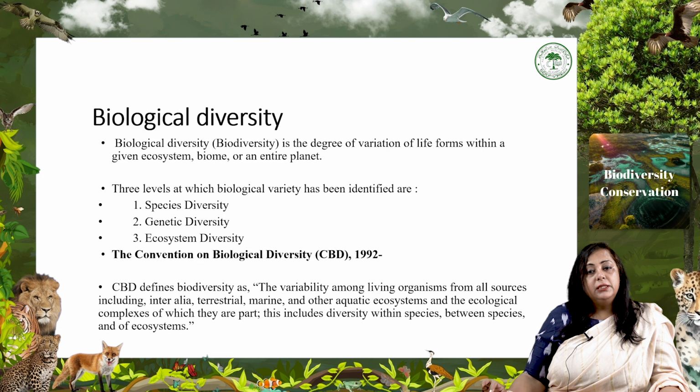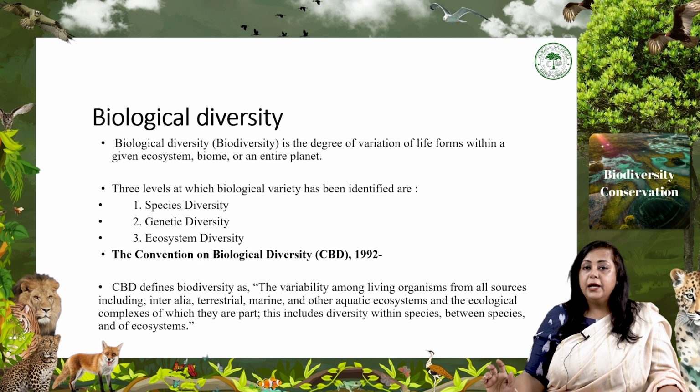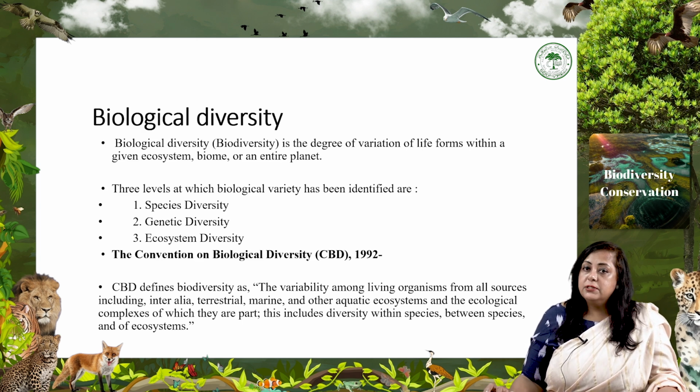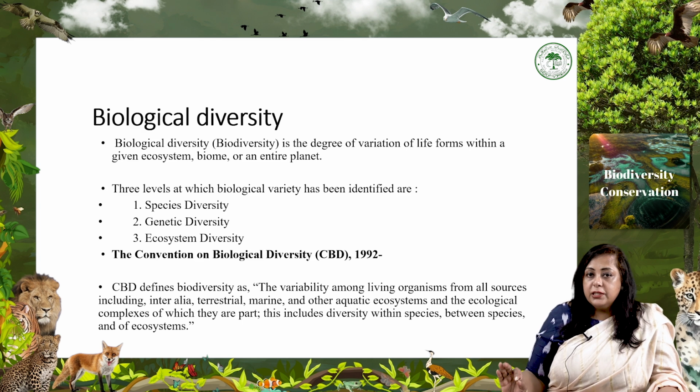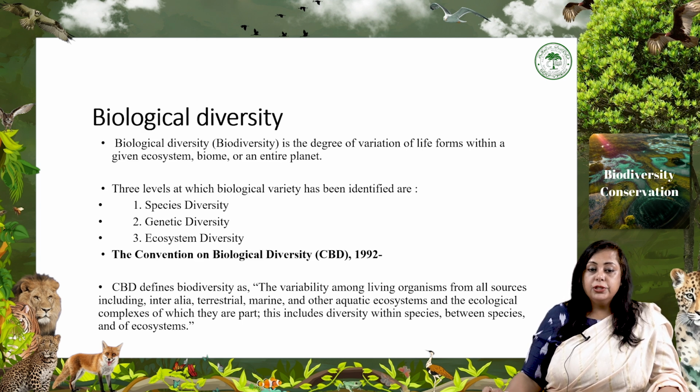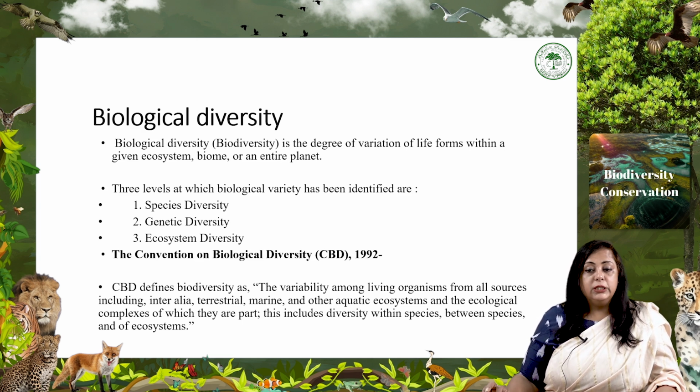Biological diversity is the degree of variation of life forms within a given ecosystem, biome or an entire planet. Three levels of biological diversity have been identified: species diversity, genetic diversity and ecosystem diversity. The Convention on Biological Diversity, CBD 1992, defines biodiversity as the variability among living organisms from all sources including, inter alia, terrestrial, marine and other aquatic ecosystems and the ecological complexes of which they are part. This includes diversity within species, between species and of ecosystems.